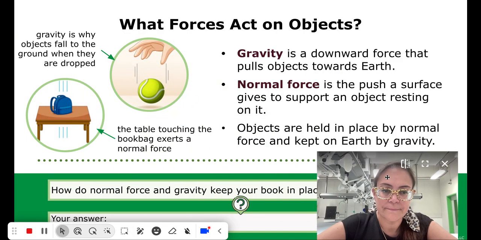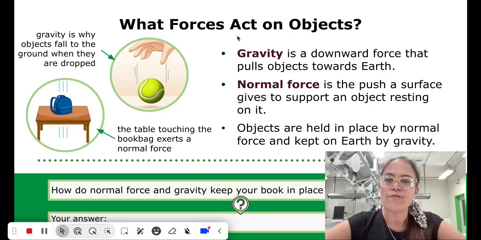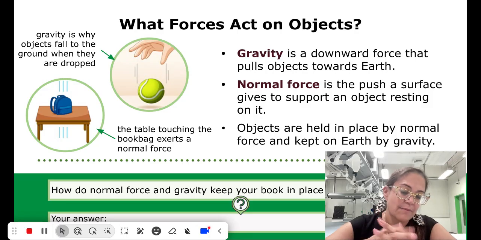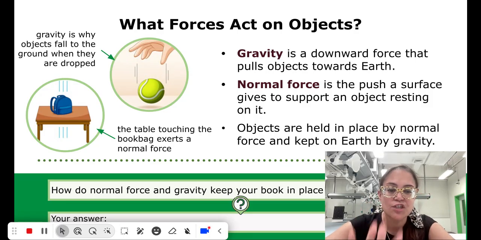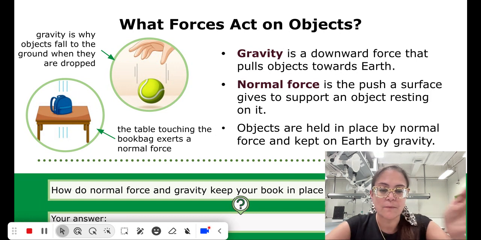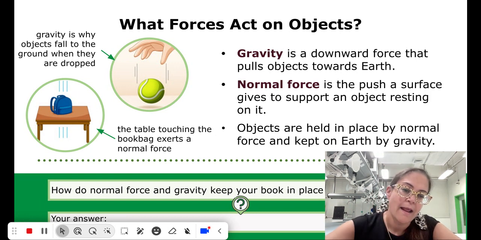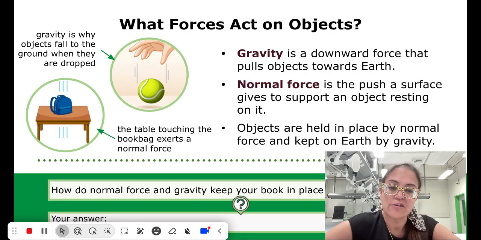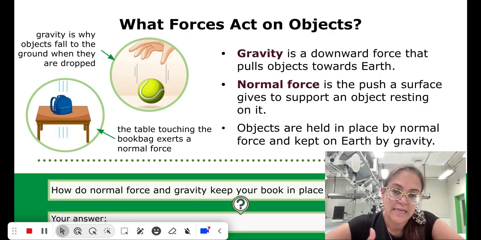Okay, so what forces act on objects? The interesting thing I think about forces is that it's never just one thing. A lot of our diagrams will be very simple. It'll show a push to the left, a push to the right, and that's it. But in the real world, it's never that simple. So here we have gravity. Gravity is why objects fall to the ground when they are dropped. You've known that for a long time, right?